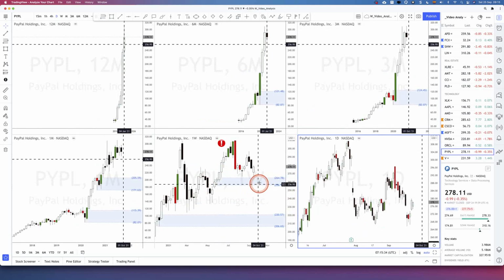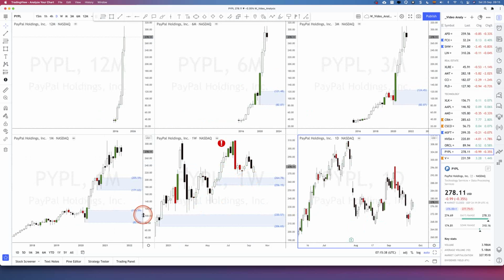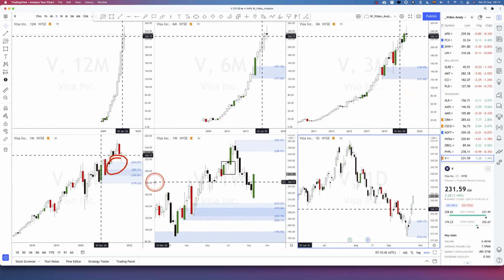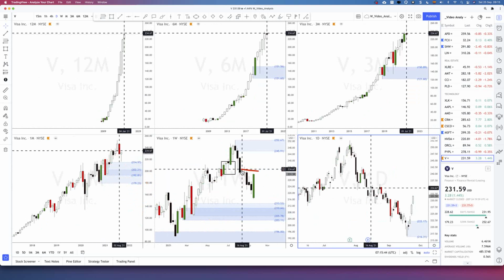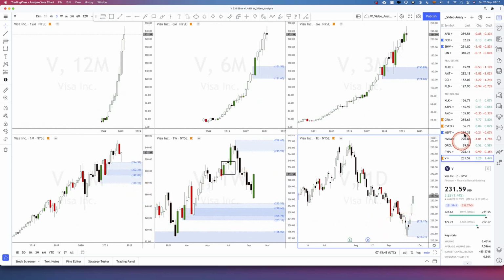PayPal, weekly area of demand has been reached, longs and new demand levels. And on Visa, we have weak area of demand over there on the monthly, look, a super strong bullish engulfing pattern on a brand new area around the daily.